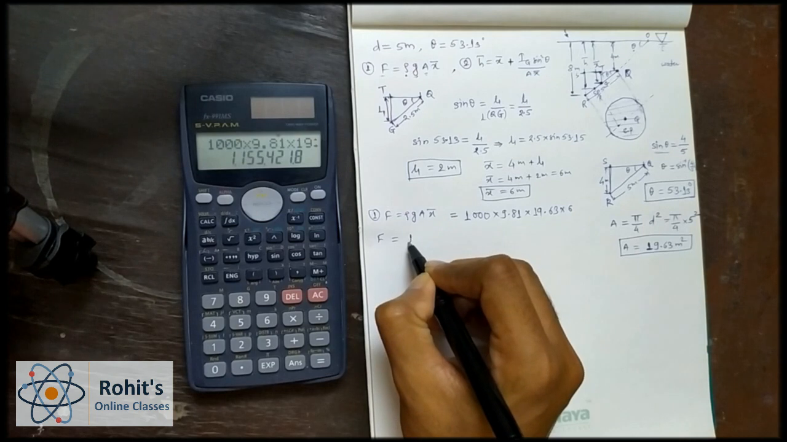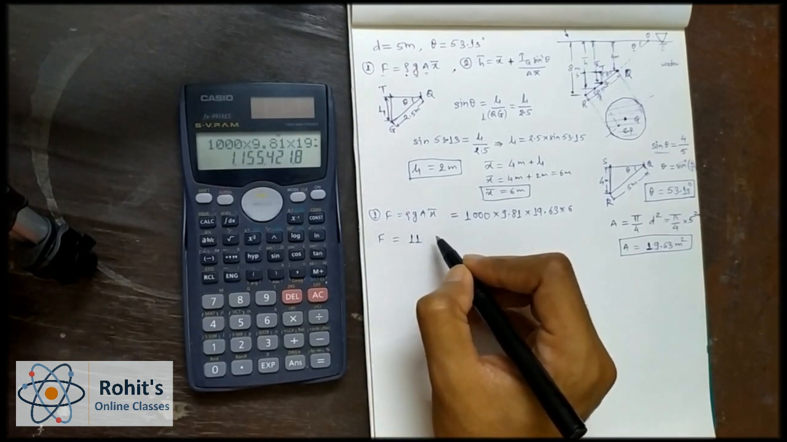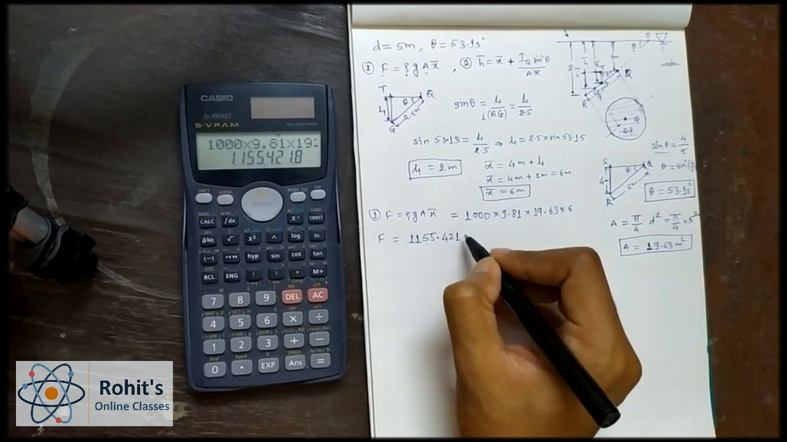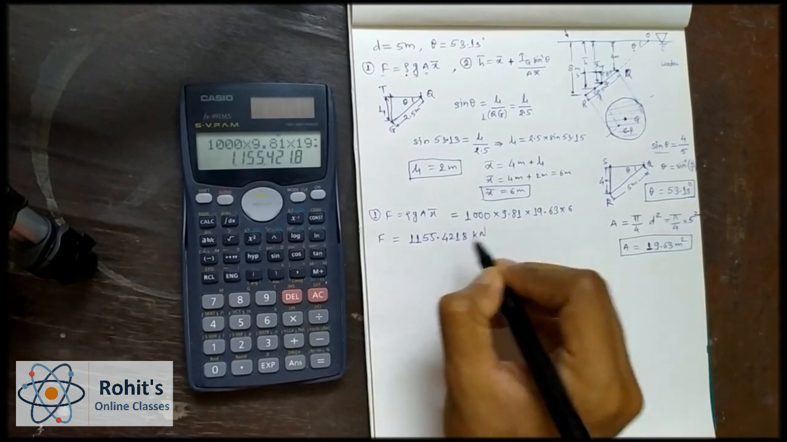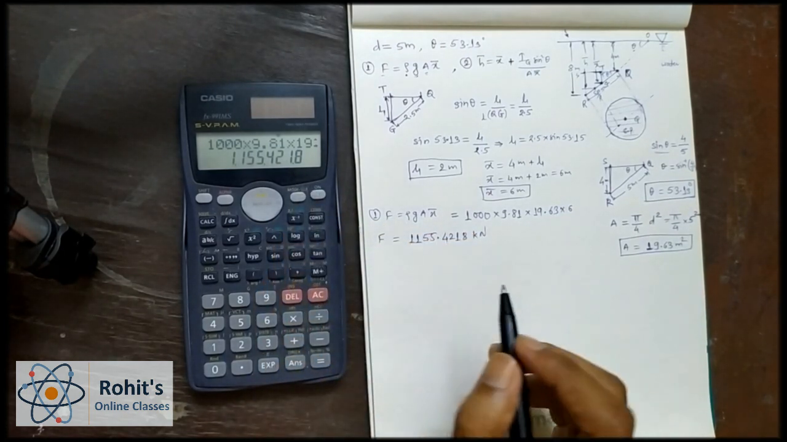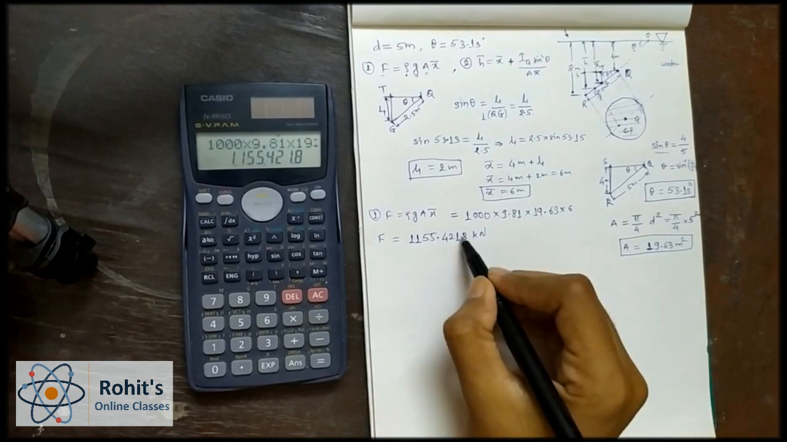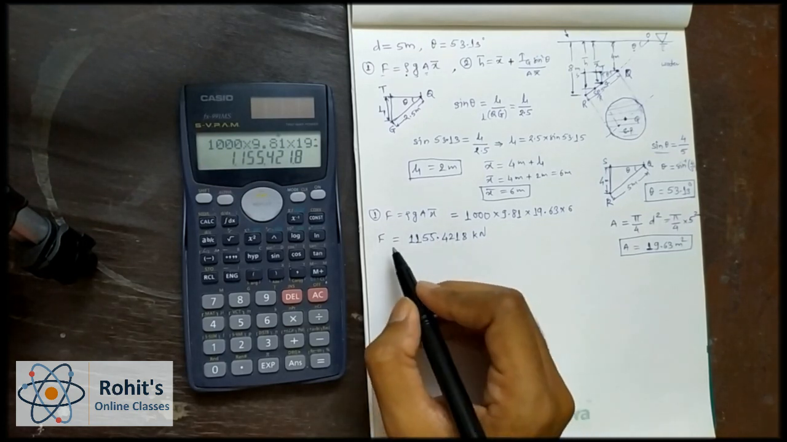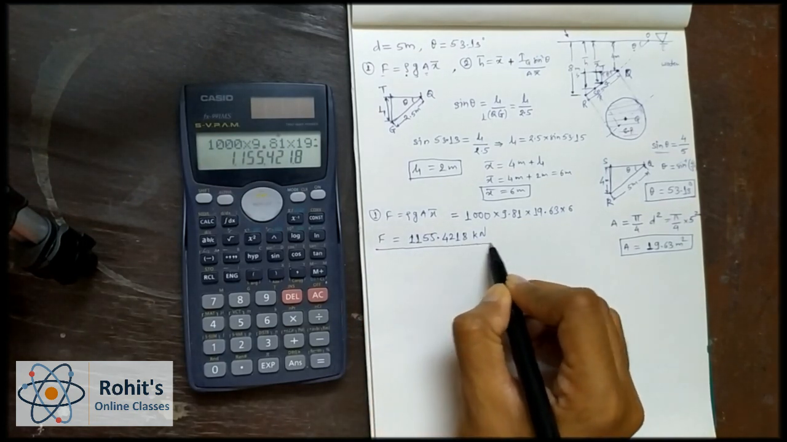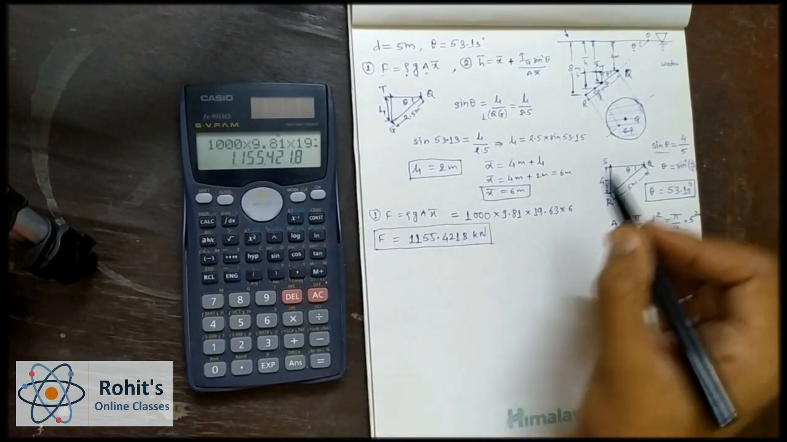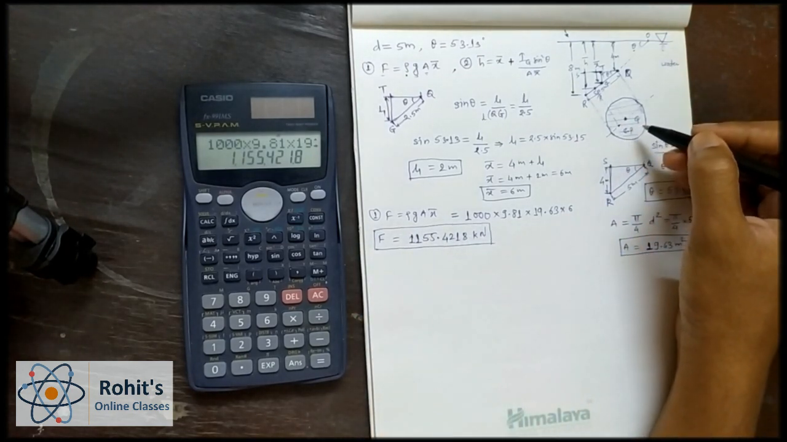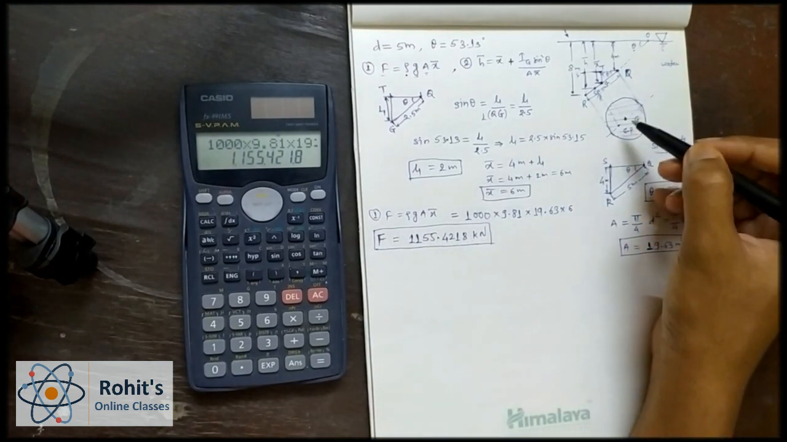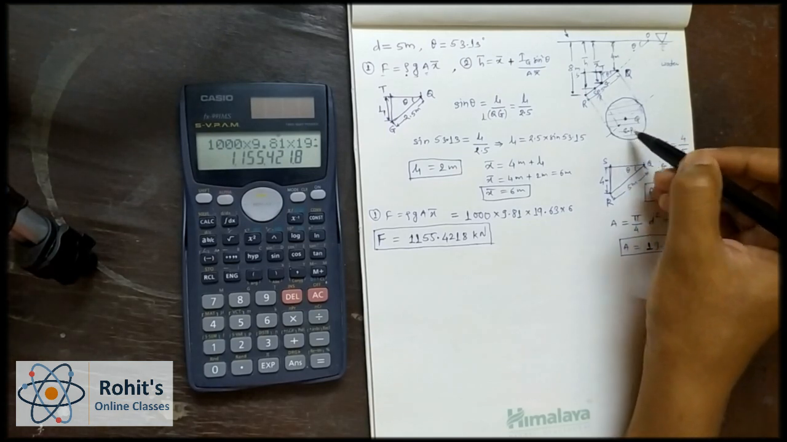I will directly write down this value in kilonewtons: 4218 kilonewtons. The decimal point is in between 1 and 8 over here, so upon taking kilonewtons I can shift the decimal point. So this much is the force acting on the complete plate. Now the total pressure force is concentrated at some point, and that point is our CP point, the center of pressure point.